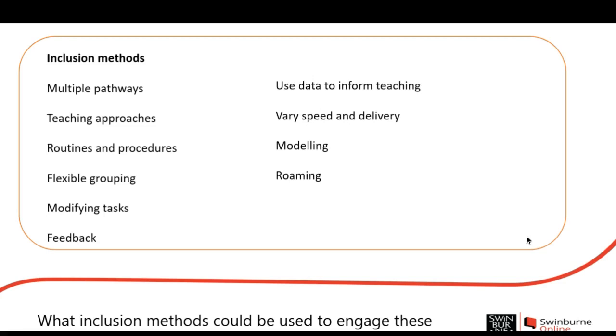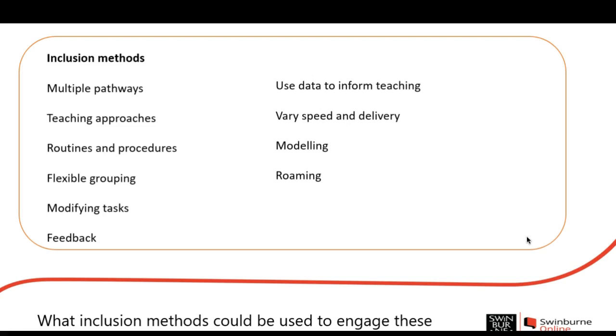So she talks about multiple pathways. What she meant by that was that if you want to get students from A to B, you need to have multiple ways for them to get there. They shouldn't all be following the same path. So you need a variety of ways and a variety of choices on how students are going to achieve the learning intention or get to where they need to get to.